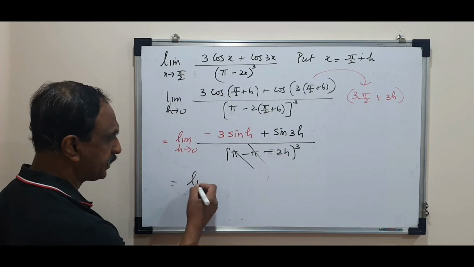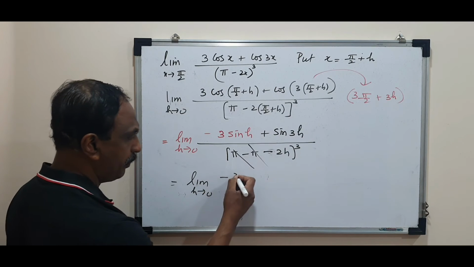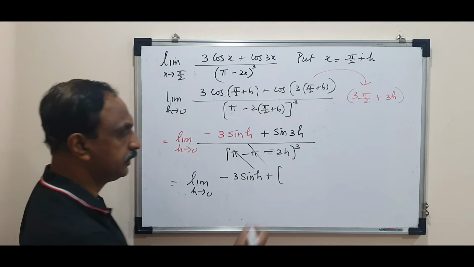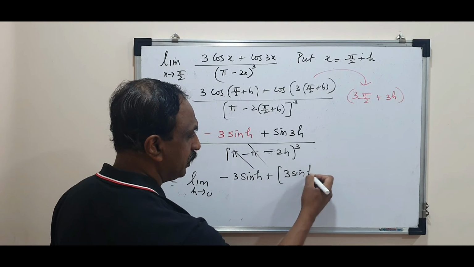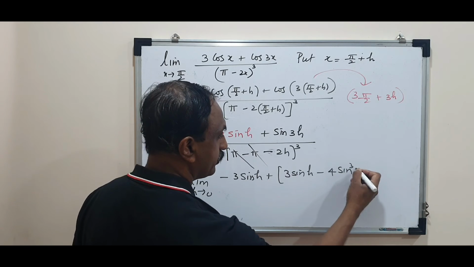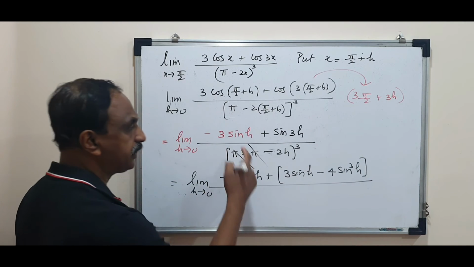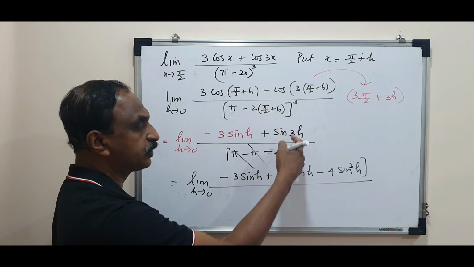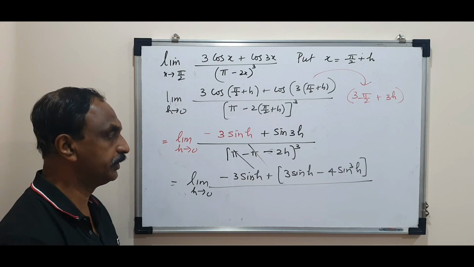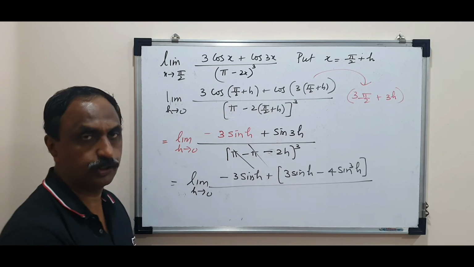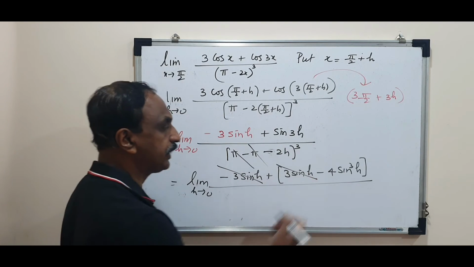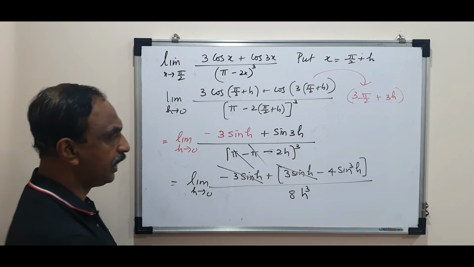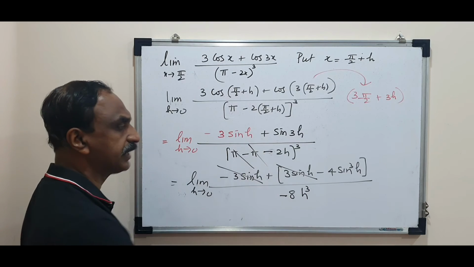Now I can write this as limit h tending to 0 minus 3 sin h. Now I am going to put sin 3 theta's formula, 3 sin theta minus 4 sin cube theta. Why did I do that? Because degrees were not matching. Sin theta requires only theta in the denominator. Sin 3h only requires 3h in the denominator. Don't require cube. Whenever the degrees are not matching, what you should do? Manipulate it. 3 sin h will get cancelled and denominator becomes h cube. So I will be getting minus h cube because there is a minus sign here.